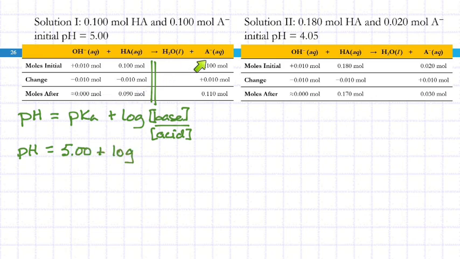Then we need the concentration of the base. So we have 0.11 moles. Remember, they told us this was a 1 liter solution. So then it's 0.110 moles per liter. And we have 0.090 moles of the acid. So we do the math. 5 plus log of 0.11 divided by 0.09.